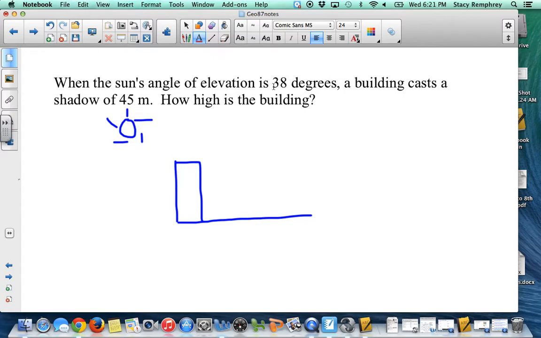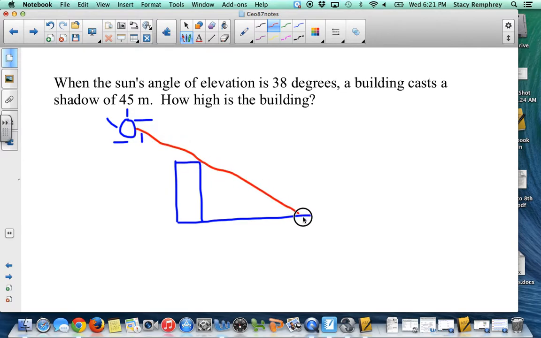In the next one, the sun's angle of elevation is 38 degrees. And that depends on time of day. So if I was here, from the horizontal up, the angle of elevation is from the horizontal, how much you had to angle up. This is 38 degrees. And so is this. And this is a right angle. And they also told us the building casts a shadow of 45 meters. So here's the shadow down here. It would be on the ground, 45 meters. How high is the building? I'm looking for this.